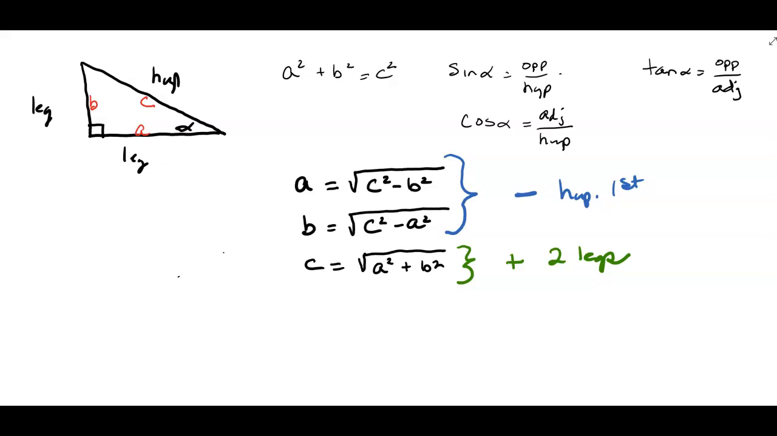So in this one, A and B are legs. Remember, this is an A squared, so you would have to take the square root of A squared to get your leg, and so on. And in that one, this C is the hypotenuse. The very first you see is the hypotenuse and then minus the other leg.